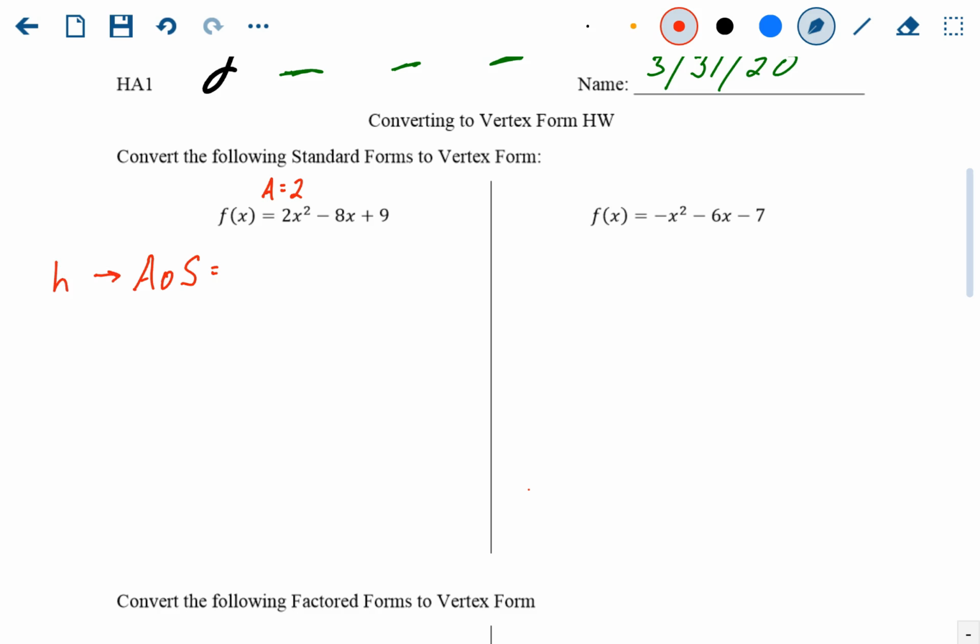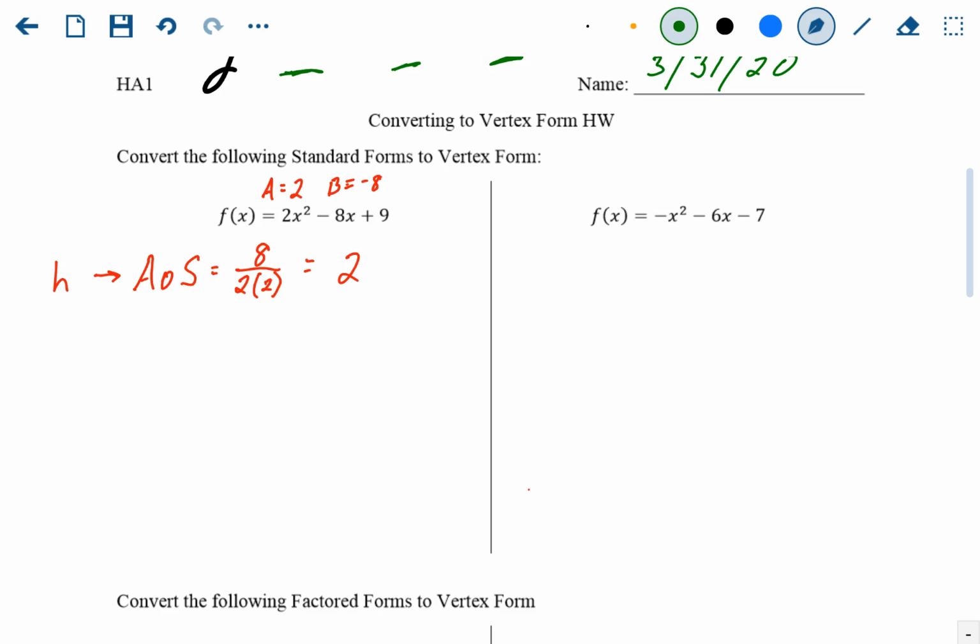Okay. All right, so the axis of symmetry formula is the opposite of b over 2a. Okay. Well, b is negative 8. So the opposite of negative 8 is positive 8, divided by 2 times the a value, 2 times 2. Okay. That's going to give us 8 divided by 4, which is 2. All right, so we know what h is.